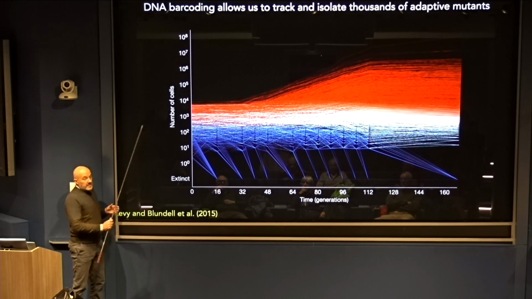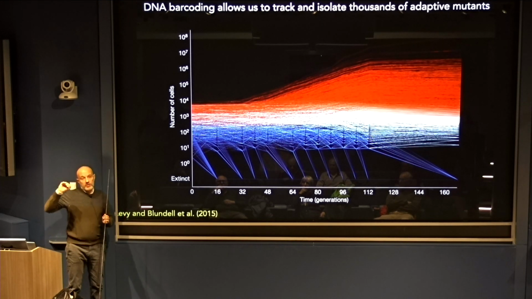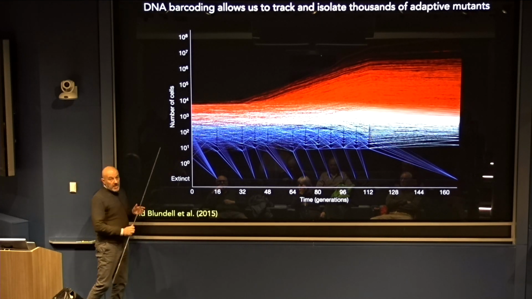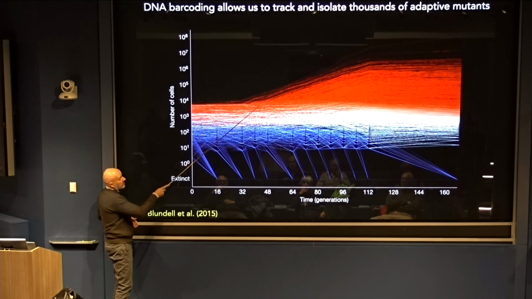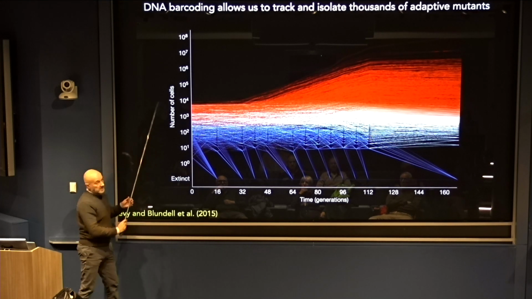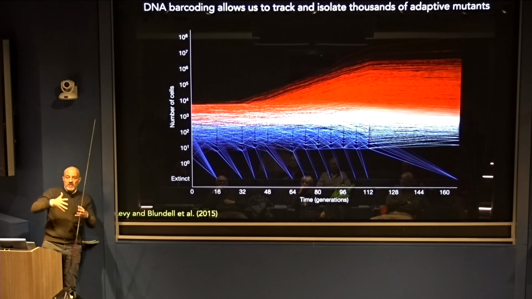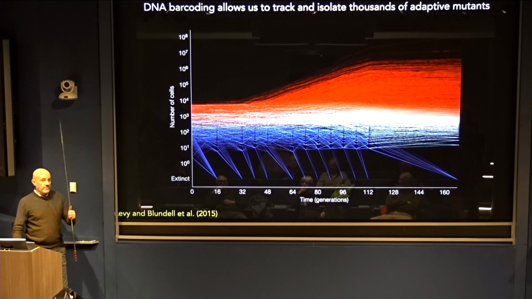These individual lines are individual barcodes, and the red ones are the ones that increase in frequency more than you would expect by chance. And you see there's just a lot of red lines. They're all unique lineages, and some of them increase in frequency very fast. This is a log scale, so a straight line means exponential increase. They start increasing in frequency, eventually dominating the culture. In this system, we detected maybe 10,000 unique adaptive mutations that increase in frequency in parallel. So there's just a lot of action.